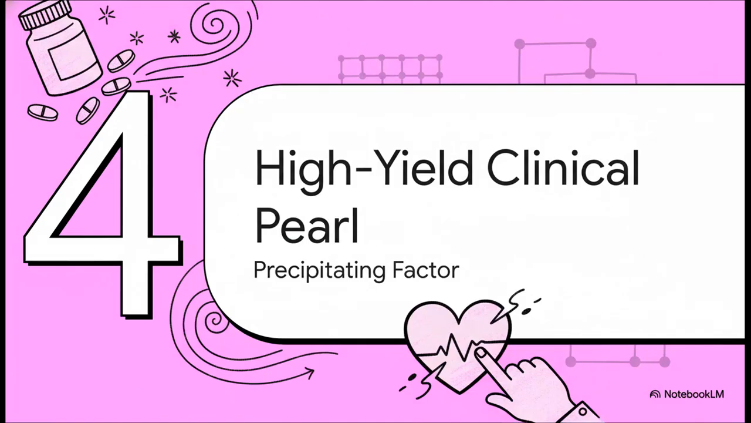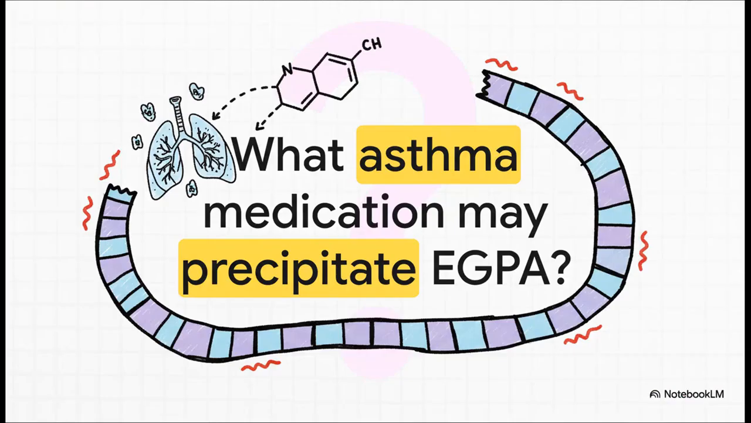All right, before we wrap up, I've got one more high-yield clinical pearl for you. This is the kind of detail that could be the difference maker on a tricky question, and it has to do with a very common medication. So let's think about this for a second. We've got a disease that's tied at the hip with asthma. So doesn't it make sense that a common asthma medication might play a role here? So what class of drug has been linked to unmasking or even precipitating EGPA?